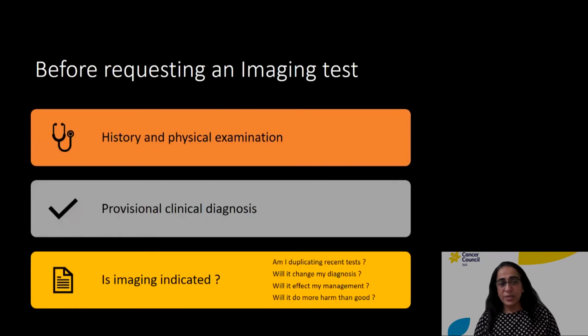Before requesting an imaging test, one needs to take a good history and physical examination, because that helps us arrive at a provisional diagnosis. And this provisional diagnosis helps us decide whether imaging is indicated, and if it is indicated, what kind of test is indicated. Also, this provisional diagnosis helps us decide what type of protocol we need to perform.